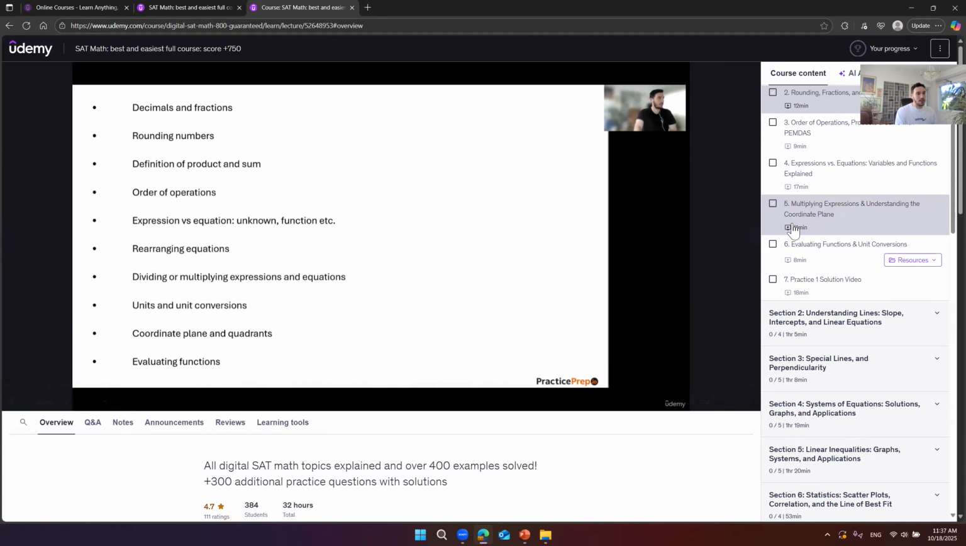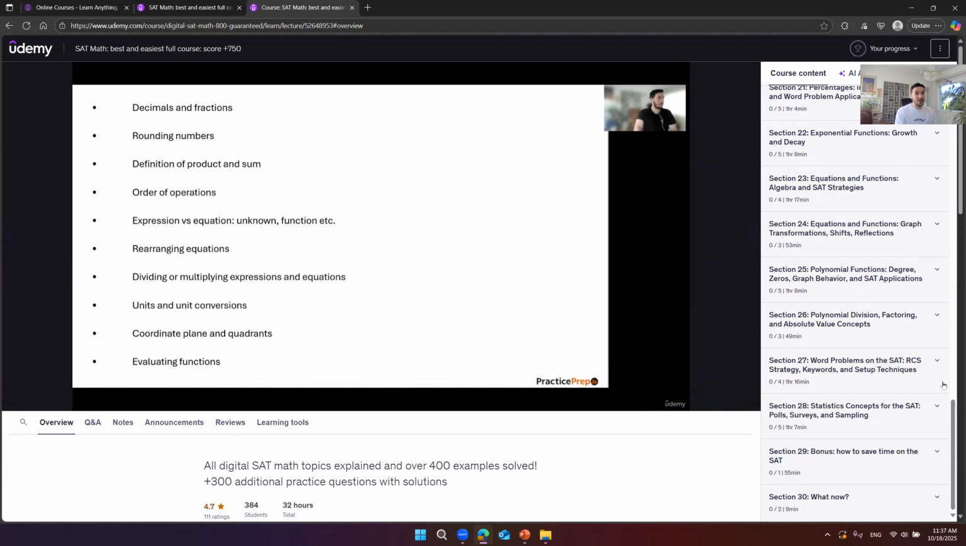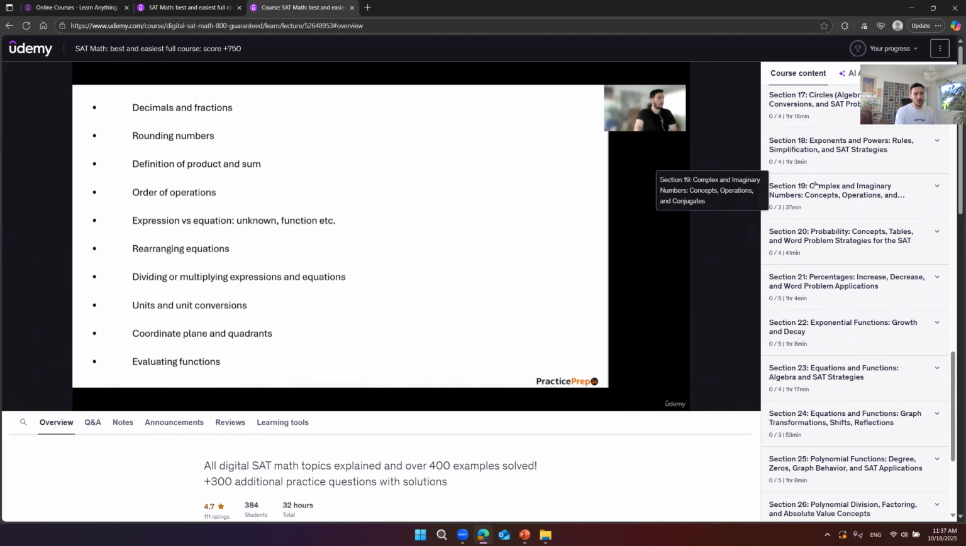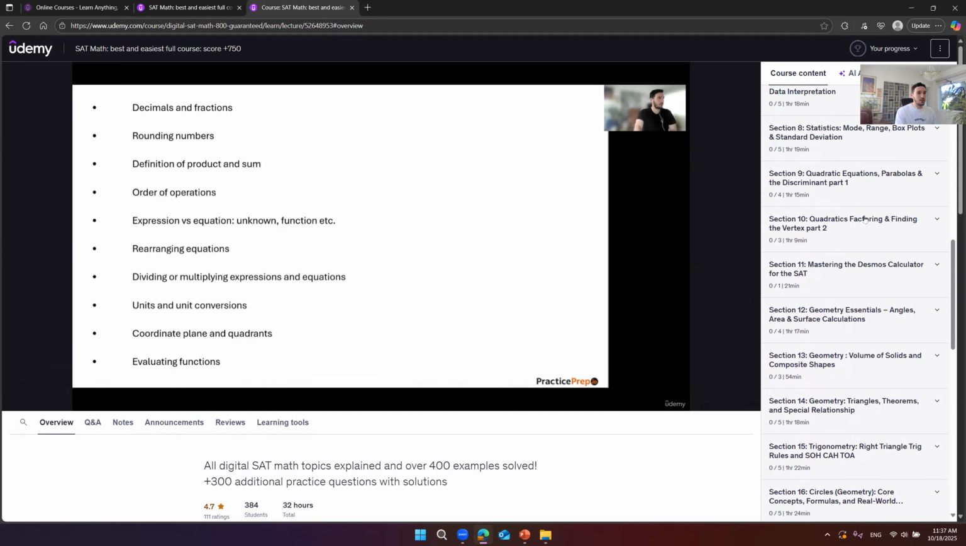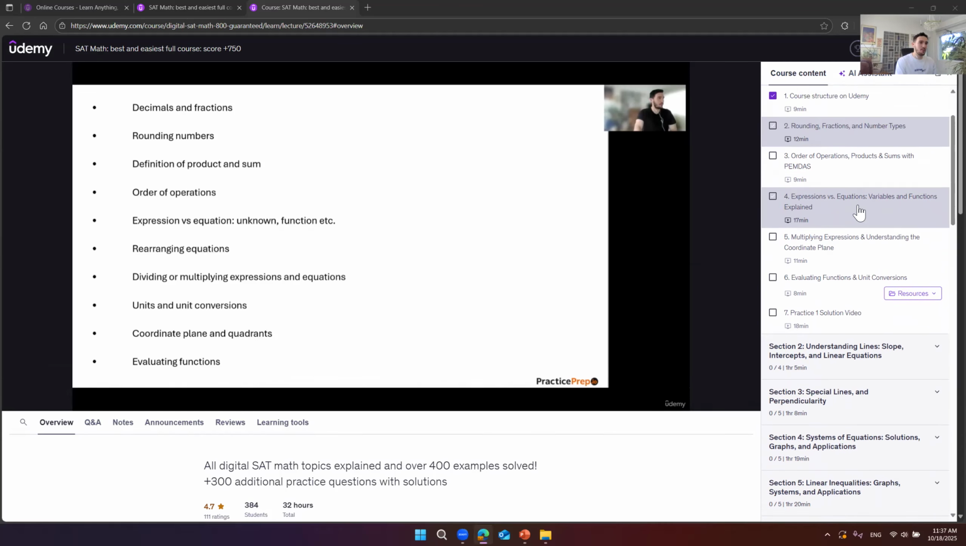So on the right side, you actually see the panel where the course structure is shown. And I understand it's a long course, but it is very comfortably organized. So as you can see here, we have sections. Each section is a new topic. Right now, I am on section 1. Section 1 is the foundations of math, so basically the basics on the SAT.